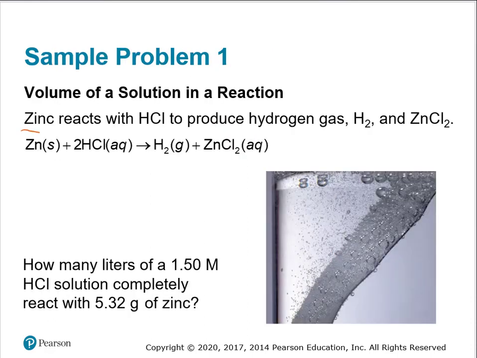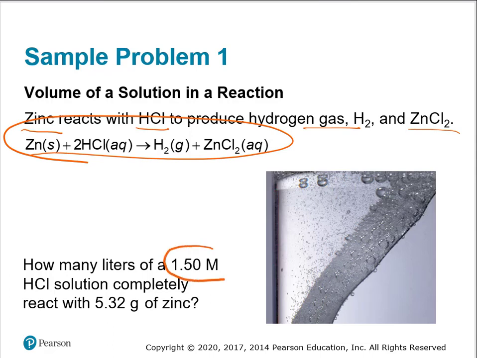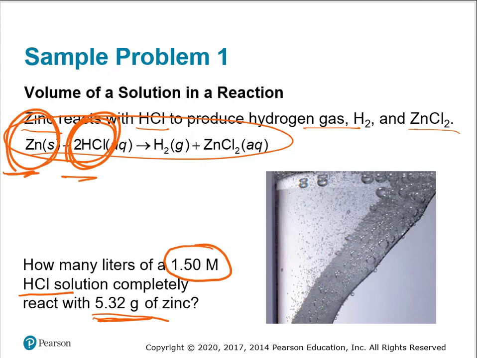Let's look. Zinc reacts with hydrochloric acid to produce hydrogen gas and zinc chloride. Here's our expression, and it's balanced. How many liters of a 1.5 molar HCl solution will react completely with 5.32 grams of zinc? We are given molarity of hydrochloric acid, and we're given grams of zinc. So we need to hop from one substance to the other.